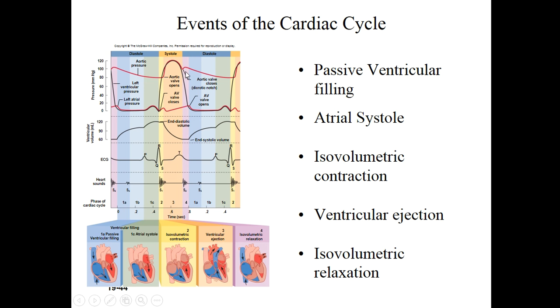The volume is not changing. We see ventricular pressure dropping and dropping until it is below the pressure of the diastolic blood pressure, which will then open the AV valves. And that's what we see right here. Atrioventricular valves open. And now we're right back into those blue columns.